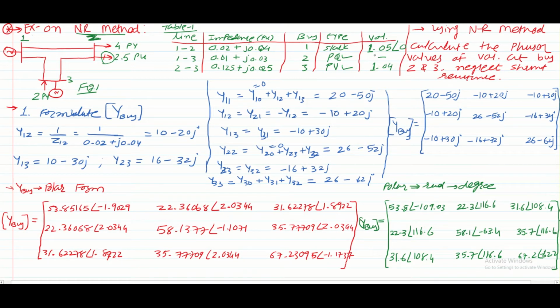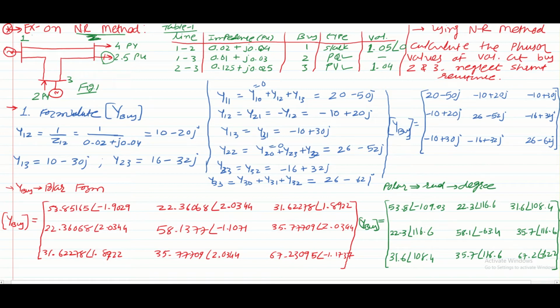And here the voltage magnitude at slack bus is given as 1.05 with angle 0. Voltage is not specified on load bus, or we can say PQ bus. And on PV bus, the voltage magnitude is 1.04. There is no angle specified.